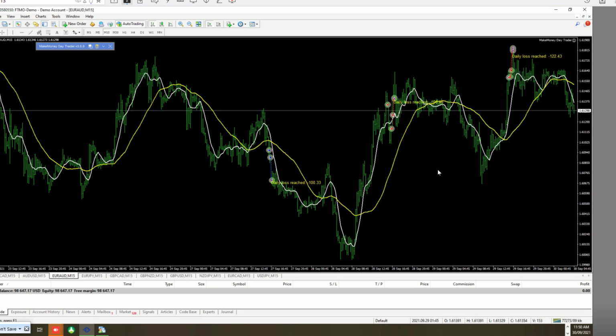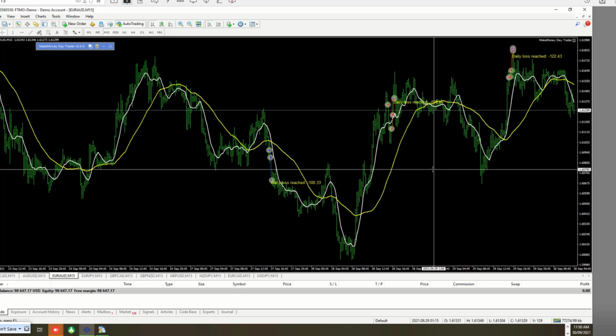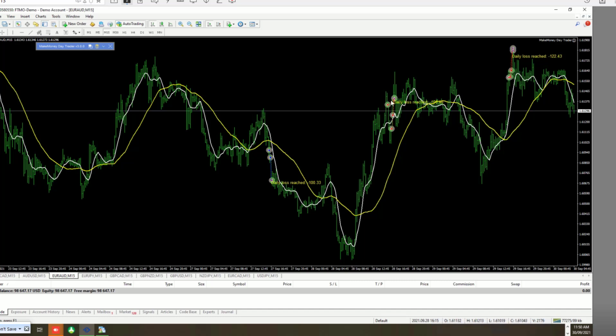Okay, but let's go and have a look at the time of day setting. Also, let's have a look at the negatives. There's 2 negatives there, 3 negatives there, 3 negatives. That points towards lot sizing being too big.